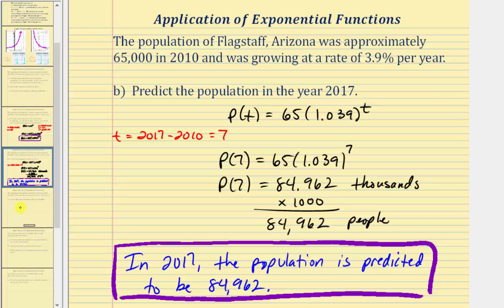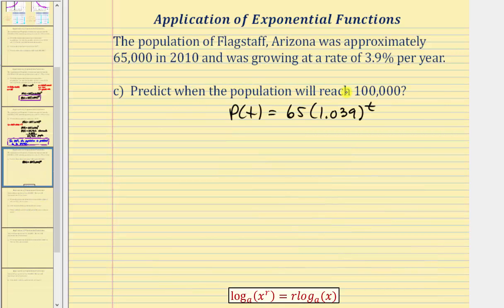Now for part C, we're asked to predict when the population will reach 100,000. So we're trying to find the year in which the population is going to reach 100,000. So we're given a function value, and we want to find the value of t. But because the p of t is in thousands, we need to recognize here that we're trying to solve this equation when p of t equals 100, because p of t equal to 100 does represent a population of 100,000. So we want to solve the equation 100 equals 65 times 1.039 raised to the power of t.